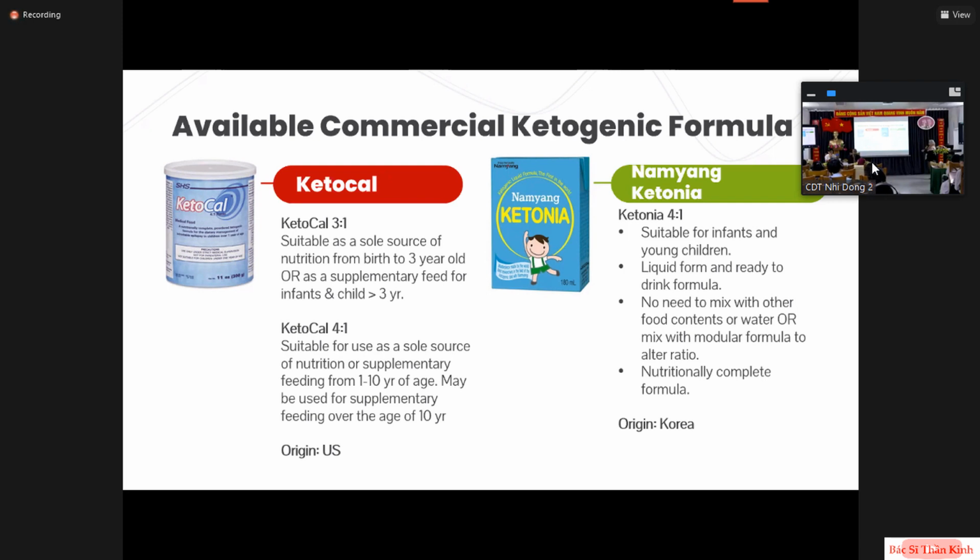And this one is the liquid form, and it comes with a straw. You can drink like that. Okay, it's very, very convenient for the patient. Some of our patients use it as a supplement, and it is suitable for infants and young children. It comes in liquid form and ready to drink. No need to mix with other food content or water. Or sometimes we mix with modular formula to alter the ratio and to meet the calorie requirement, and it is nutritionally complete. We import this from Korea.